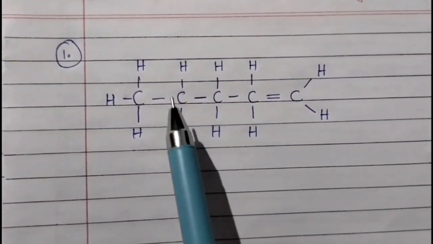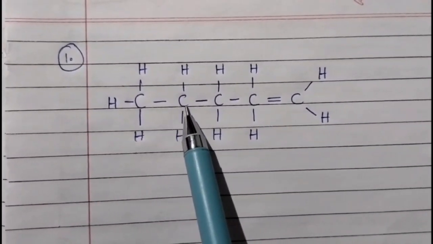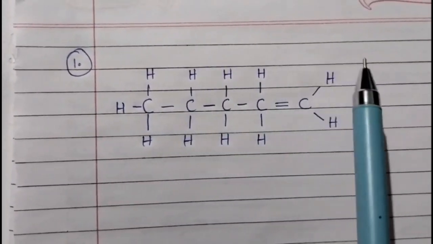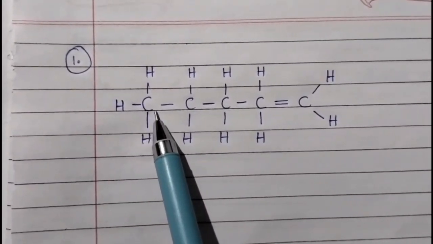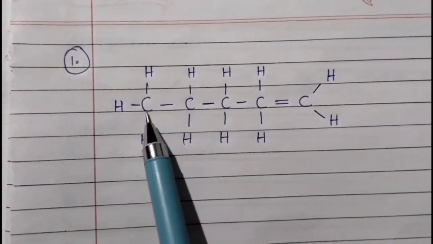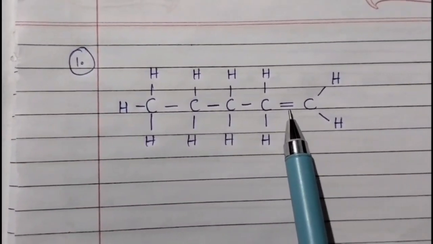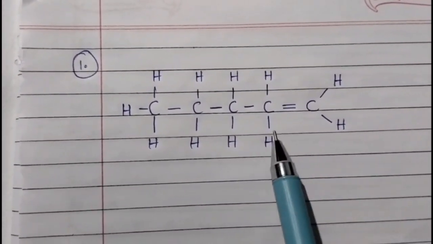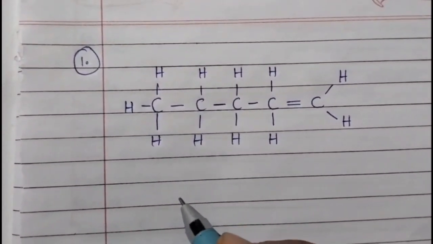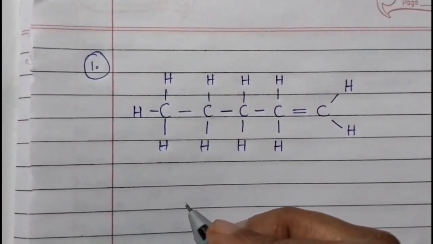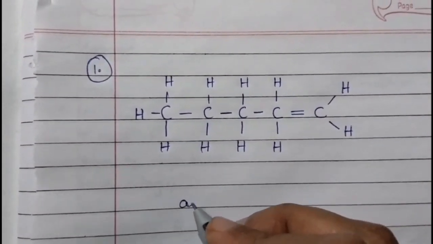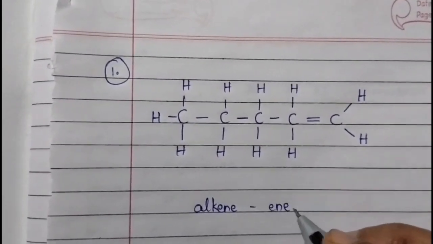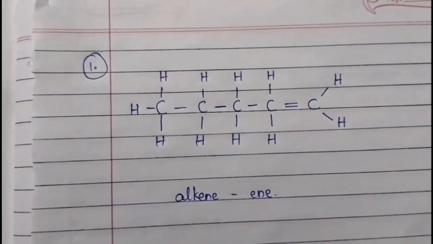So the first step is to find out if there are any single bonds or double bonds between the carbon atoms. So as you can see in this example, you find that there are single bonds between these carbon atoms. But here we have a double bond between two carbon atoms. So it clearly indicates that the given example is that of an alkene. So the suffix used in this case is ene, E-N-E. Ene is the suffix used.